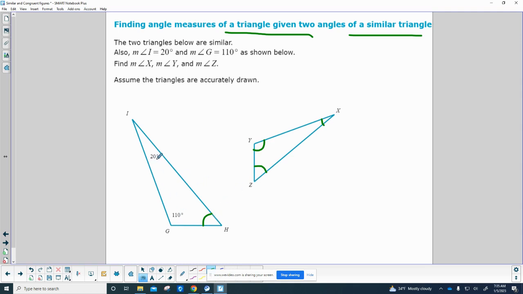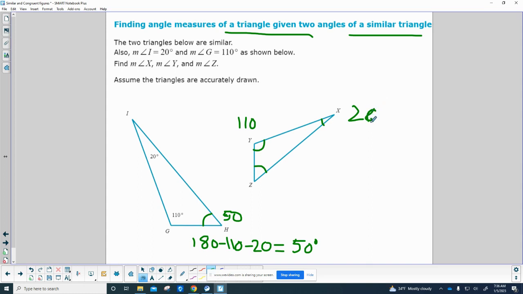So 110 and 20, if I do 180 minus 110 minus 20, that's going to leave me that angle H is 50 degrees, okay? 50 degrees for angle H. So then that means that angle Y corresponds to angle G, so angle Y is going to be 110. The little teeny angle over here that corresponds to I is X over here, so that's going to be a 20-degree angle.